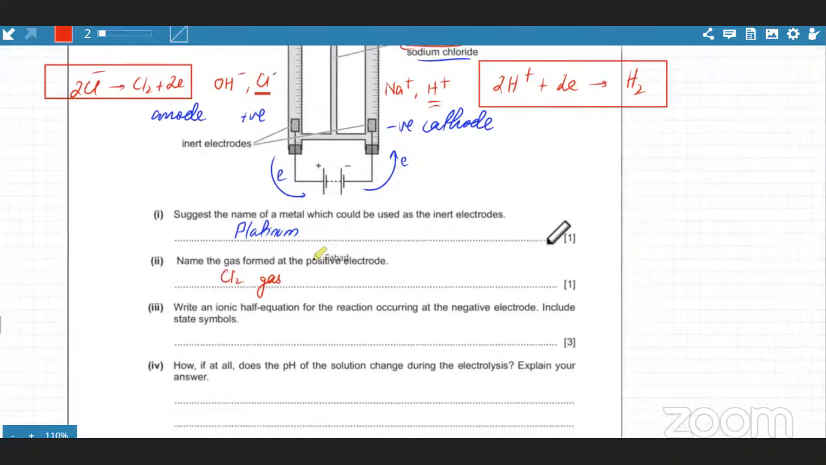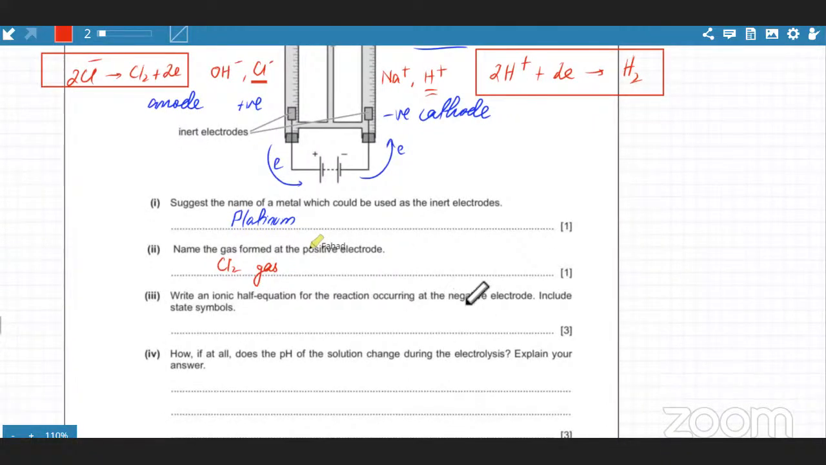Anyways, let's move on. Write an ionic equation for the reaction occurring at the negative electrode. We've already done that. Copy that. How, if at all, does the pH of the solution change during the electrolysis? Explain your answer. Now, how does the pH change? Look at what's going on.